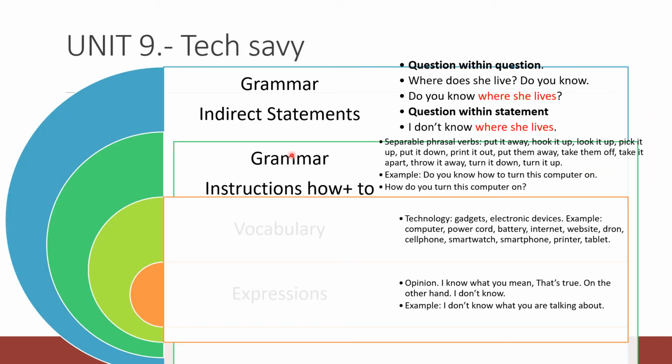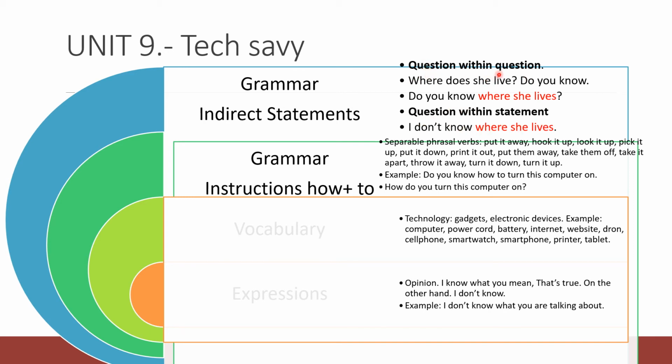Unit number 9, Tech Savvy. This unit is related to technology. In grammar, the first topic was indirect statements. They were divided into questions within questions and questions within a statement.